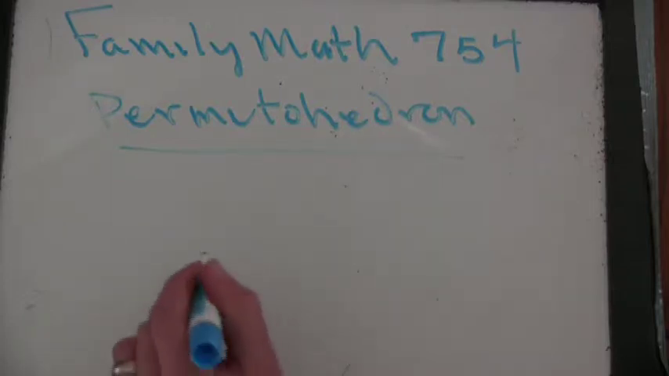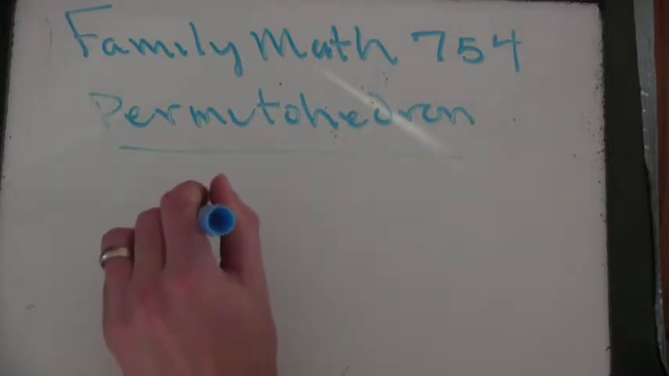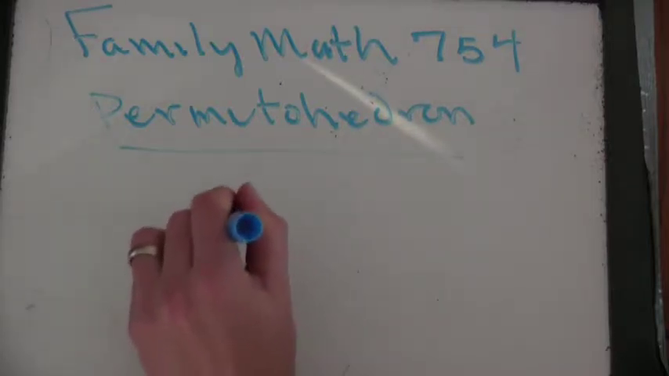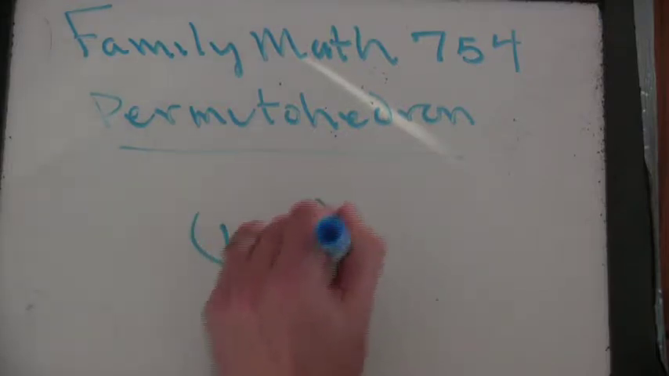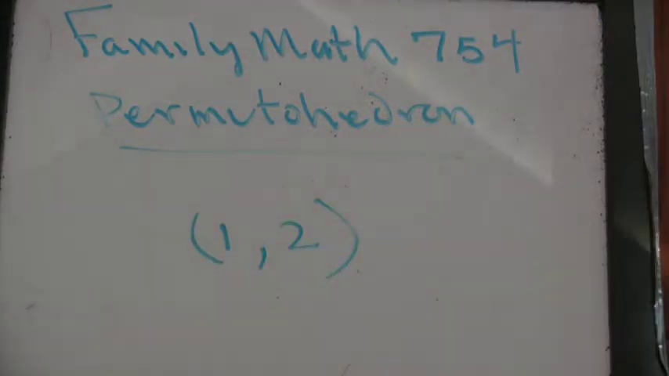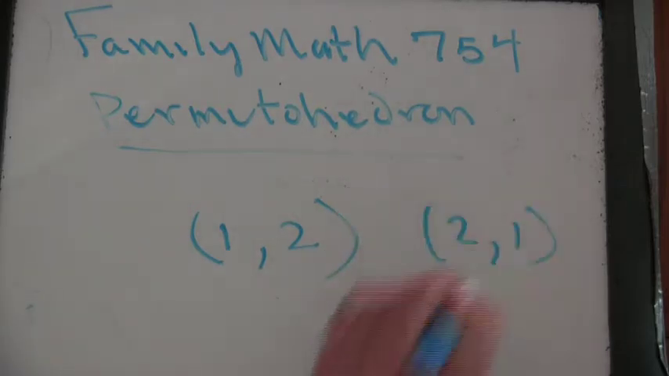Okay, so what it is, you take some points. I'm going to do just a simple case, 1, 2, like this. And what you do is you permute the coordinates. Do you know what that means? No. It means you mix them up in all the different ways they could be mixed up. So what are all the different ways you could mix up the coordinates 1, 2? 1, 2, and 2, 1. That's right.